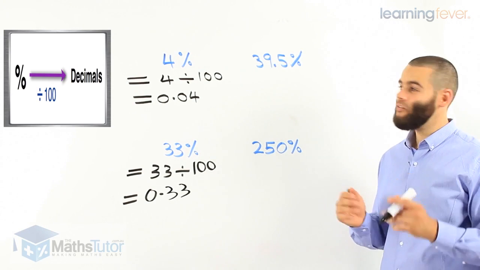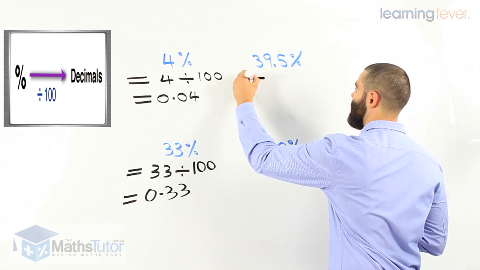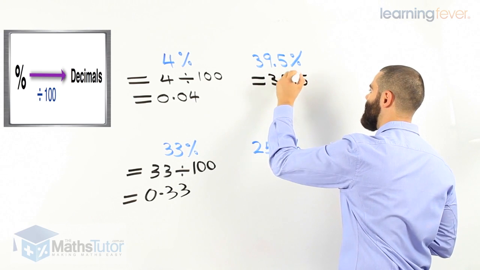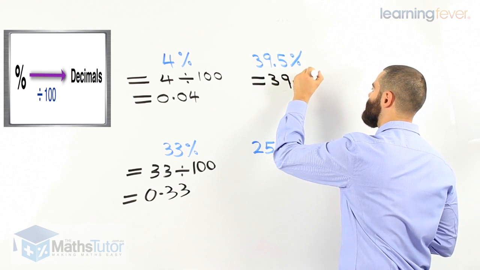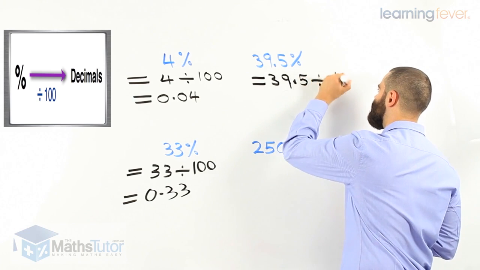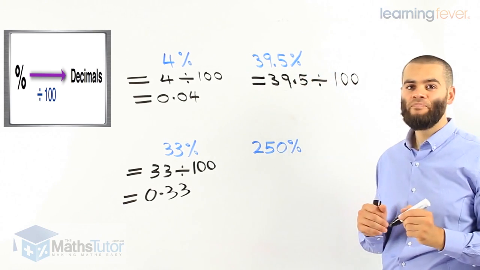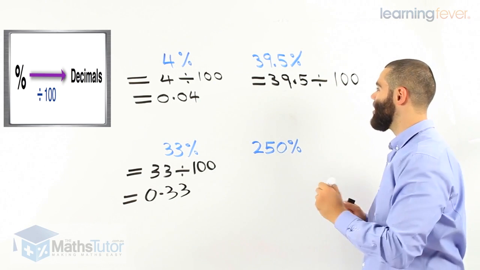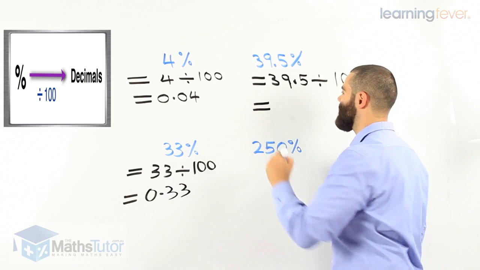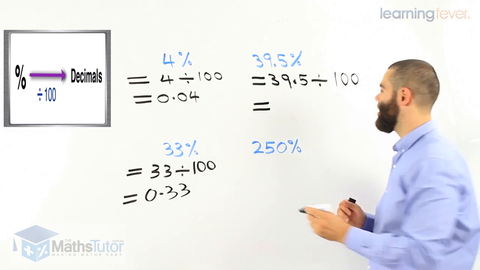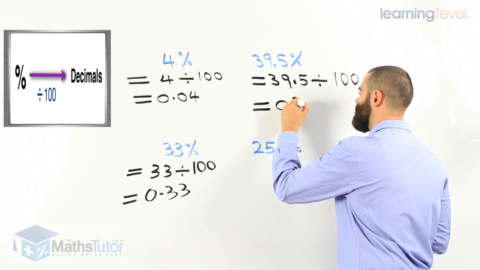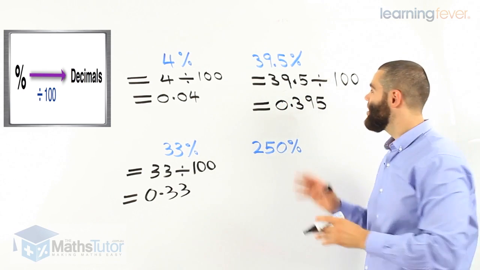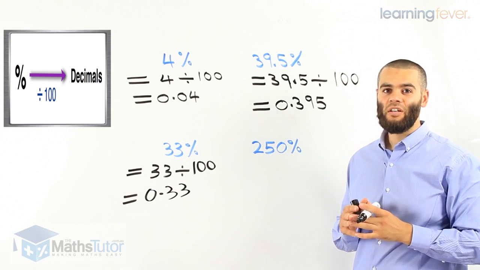39.5% convert to decimals. Again, 39.5 divided by 100. Again, we take the point to the left 2 times because we're dividing by 100. Or we can place it in our calculator. 39.5 divided by 100, 0.395. So 39.5% is the same as 0.395.